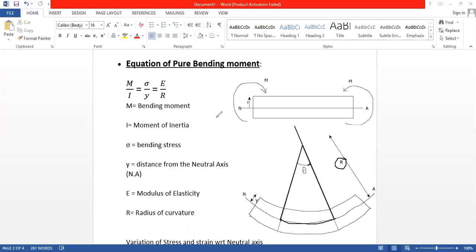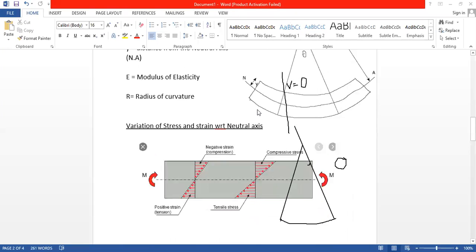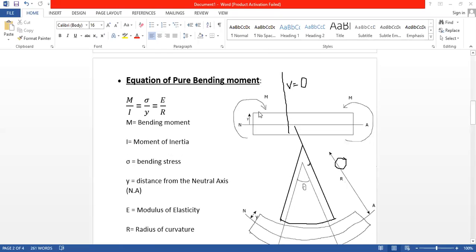Another thing that should be mentioned is what pure bending is. Pure bending takes place at a section of the beam, suppose at this section, when the shear force is equal to 0. Another important thing that should be taken into account is what my bending moment will be when the shear force is equal to 0.